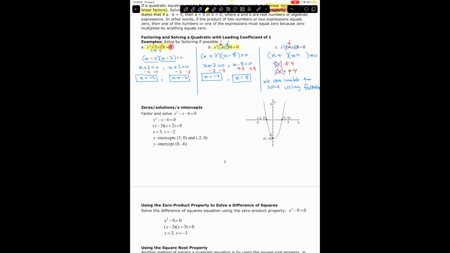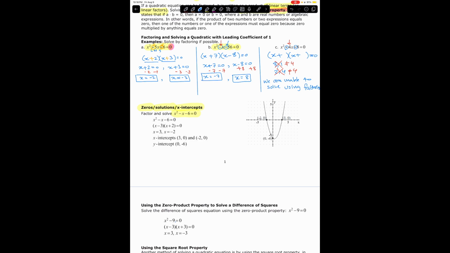Another concept to understand is when you hear the word zeros or solutions or x-intercepts, those are synonymous. When you're solving a quadratic equation, you can call them solutions or zeros. If you turn the equation into a function, you can call these x-intercepts. For example, we did not study functions yet.